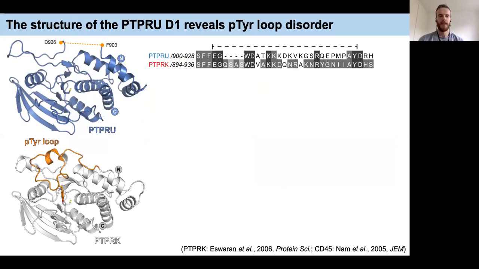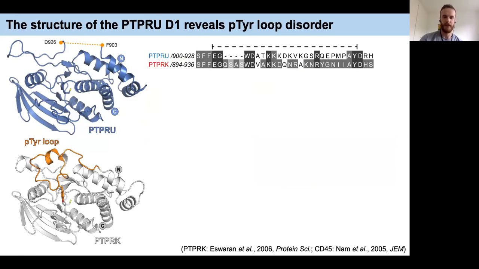So really, one of the biggest changes we saw in the PTPRU D1 domain was in this loop that governs substrate specificity, which is very divergent in PTPRU. In our structure, it was actually disordered, so we weren't able to resolve it. So this is the corresponding loop in PTPRK.